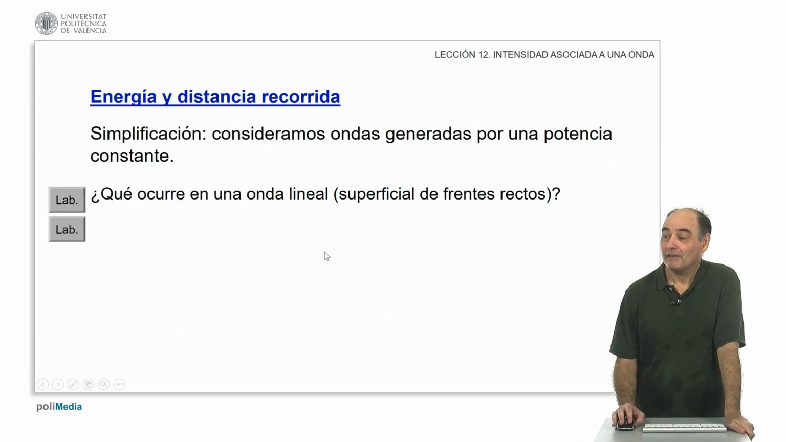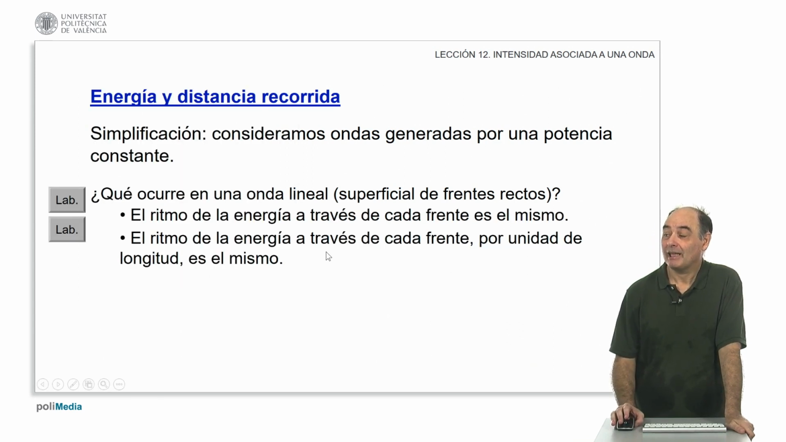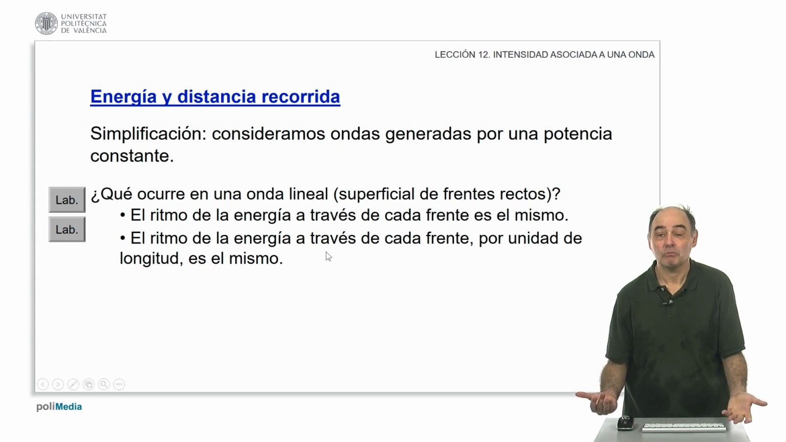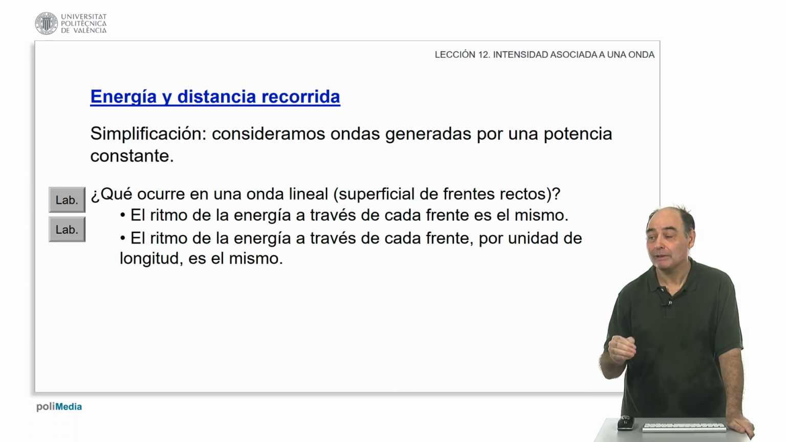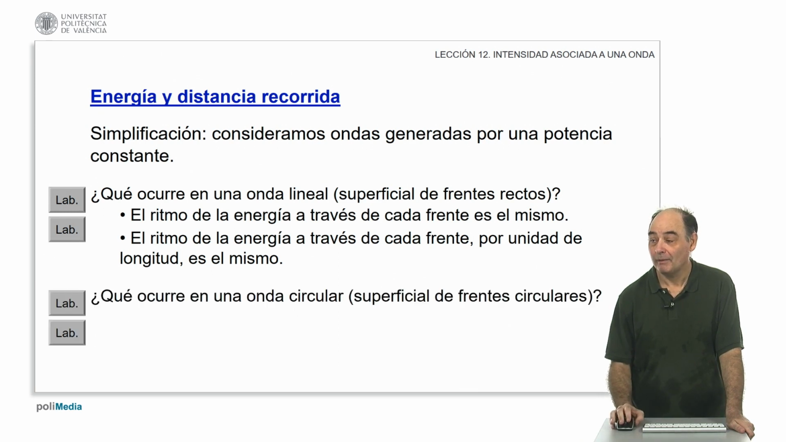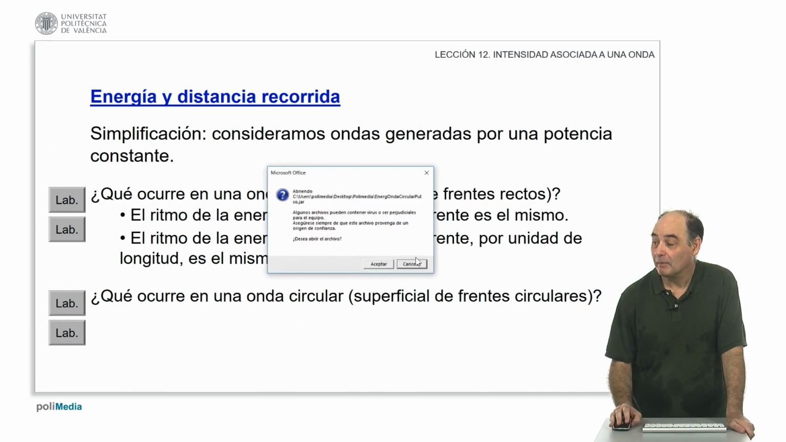So, first important detail: the rate of energy through each front is the same. Of course, that's the assumption we're making, that there are no losses. But what is new? The rate of energy going through each front per unit length is also the same. Well, this second is not a general truth, as we are going to see here. What happens in a circular surface wave with circular fronts, like the one that comes out when we throw a stone into a pond?